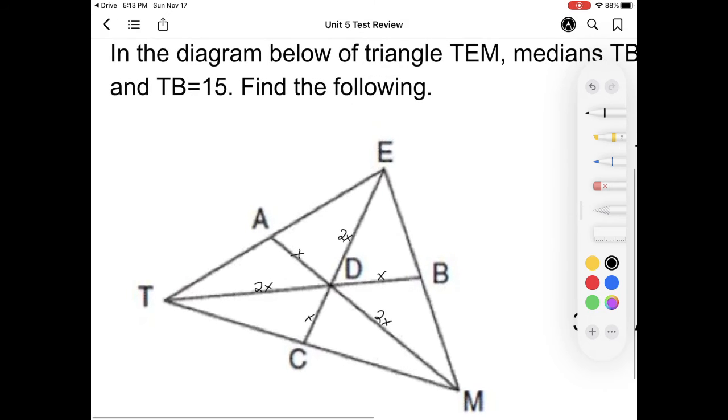So then you're told TB, which is straight across all the way, is 15. You're also told that ED is 12. So right here, ED is 12. And AD is 5.